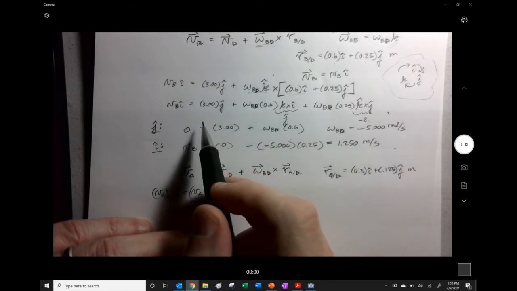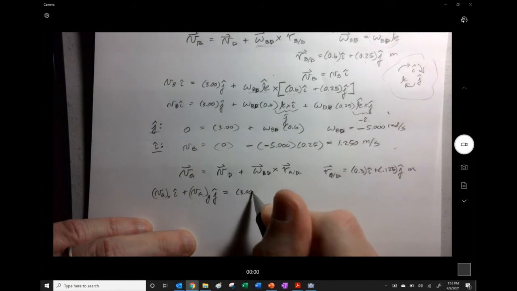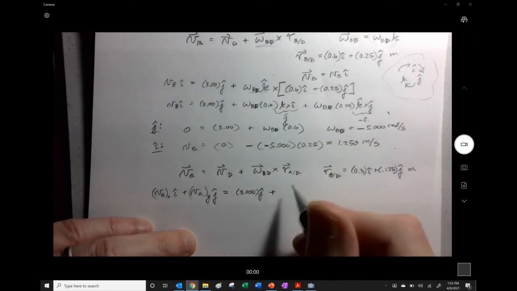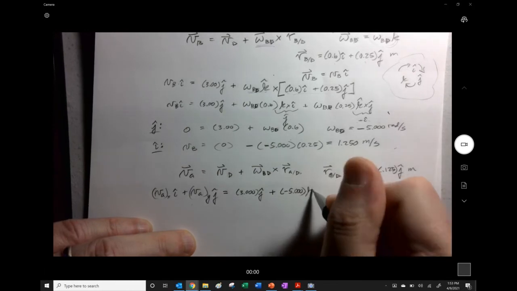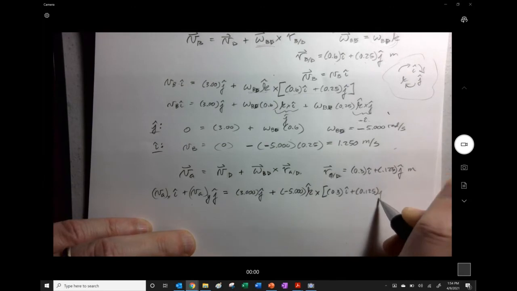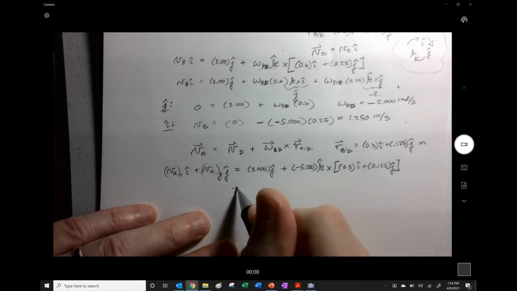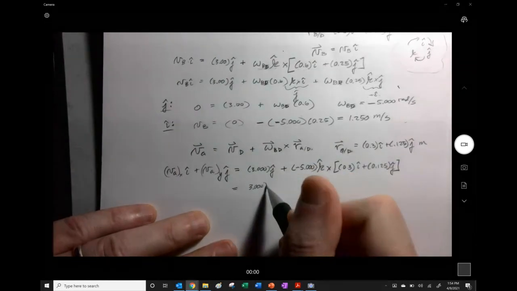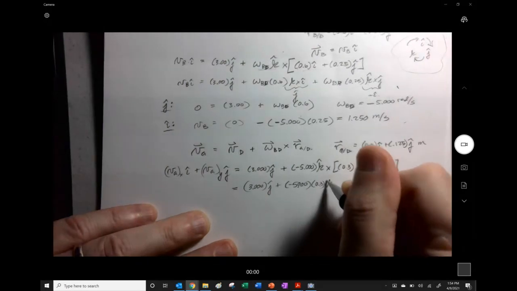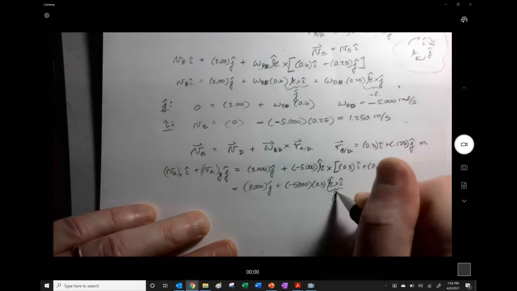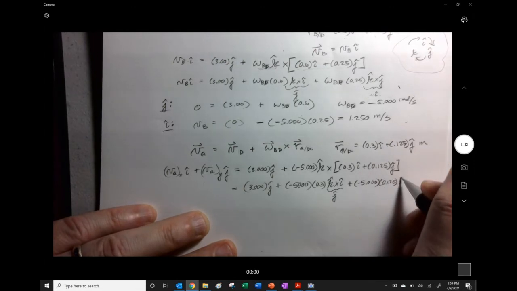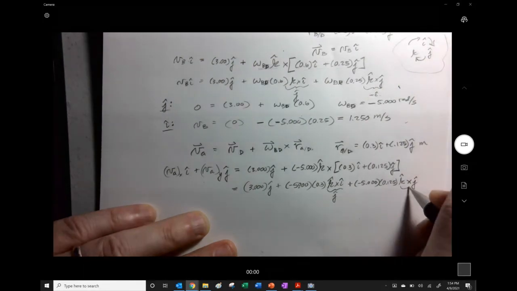All right. So let's see. The VD was our 3 J, and then plus omega BD, which is negative 5.00 K crossed with 0.3 I plus 0.125 J. So 5.3 K crossed with I, we know is positive J, plus 5.125 K crossed with J, we know is negative I.